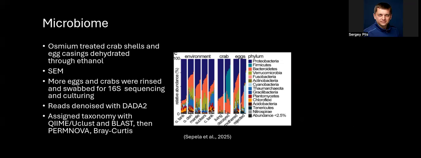But they found that they applied more eggs and crabs with the residue itself and swabbed the residue after the octopus touched it, before and after, and used 16S sequencing and the culture, but I'll go into why they cultured in the next slide. I forget what they used for clustering taxonomy. It wasn't Kaiju, but the reads were denoised using QIIME. And then they also did clustering as well. Oh yeah, it was BLAST.